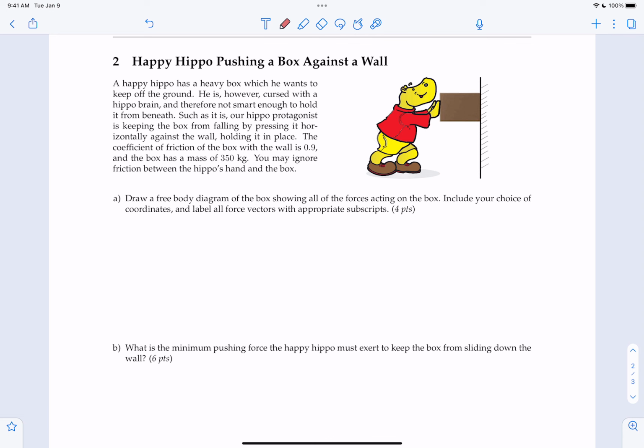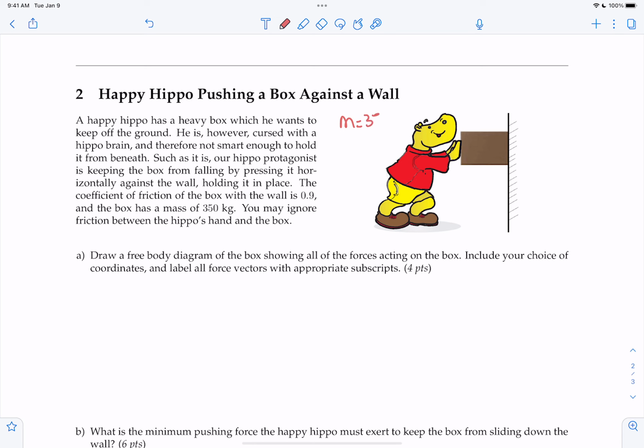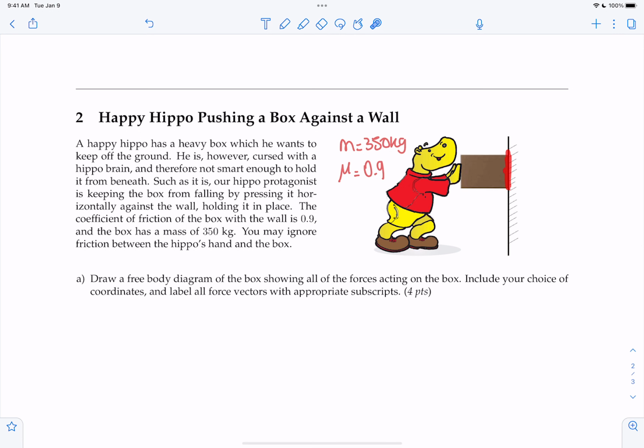But anyway, we have our mass is 350 kilograms. Whoa, okay, the box is 350. For some reason I was thinking the hippo is 350 kilograms. The box is 350 kilograms, that's insane. But yeah, mass is 350 kilograms. Our mu, our coefficient of friction, is 0.9, right? Now it says ignore the friction between the hippo's hand and the box, which is right here between these two surfaces. We don't have to factor that in, so that's irrelevant. But we do have to factor in the friction between the box and the wall.